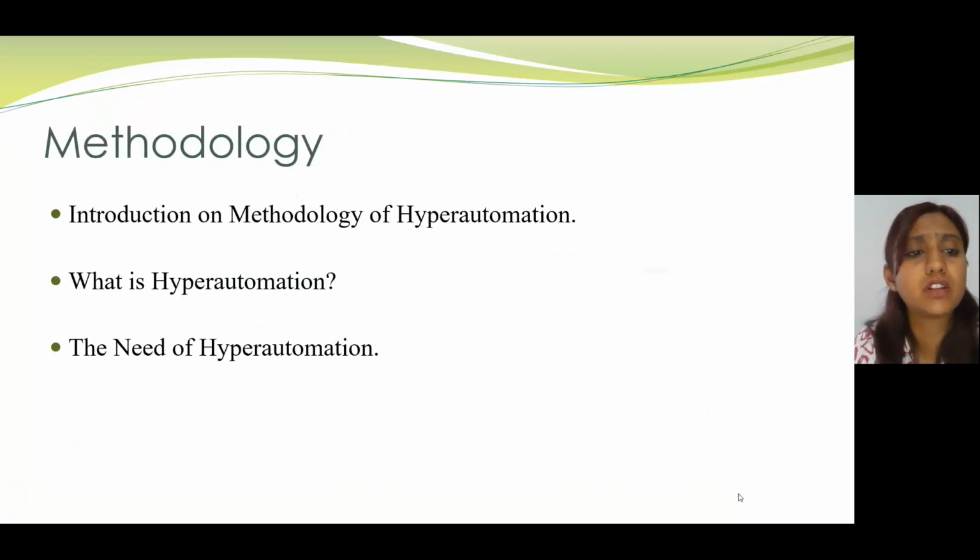Now let us go to methodology. Under methodology, we come across the introduction on methodology of hyperautomation, what is hyperautomation, and the need of hyperautomation. So let us start with the introduction on methodology of hyperautomation. It says that hyperautomation is an advanced technological approach that combines RPA with AI, ML, and other technologies so that it can automate complex business processes.